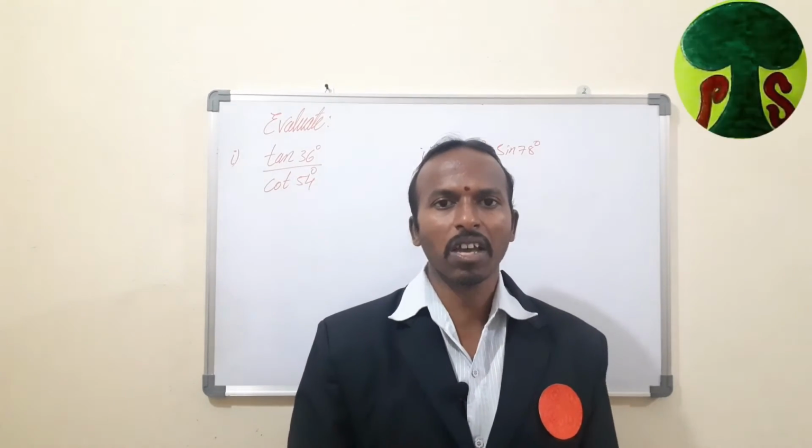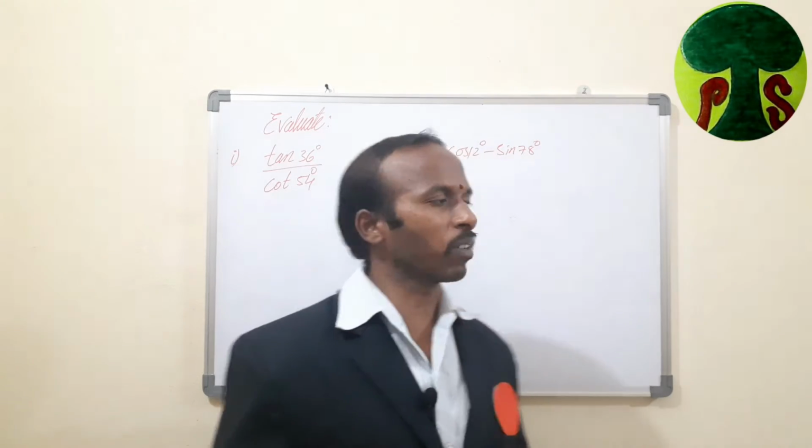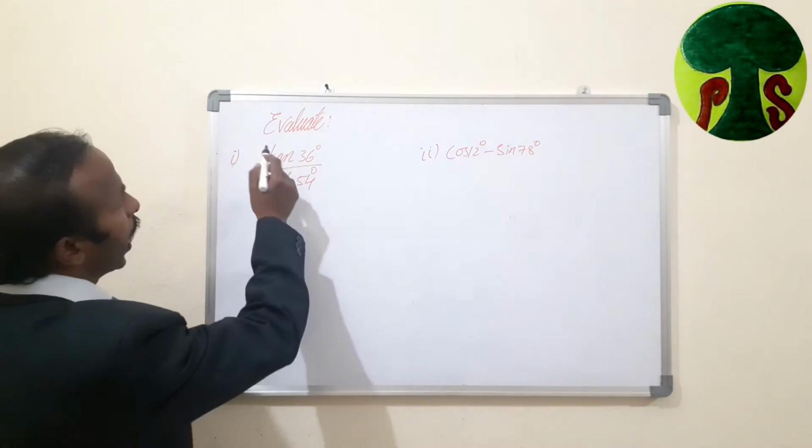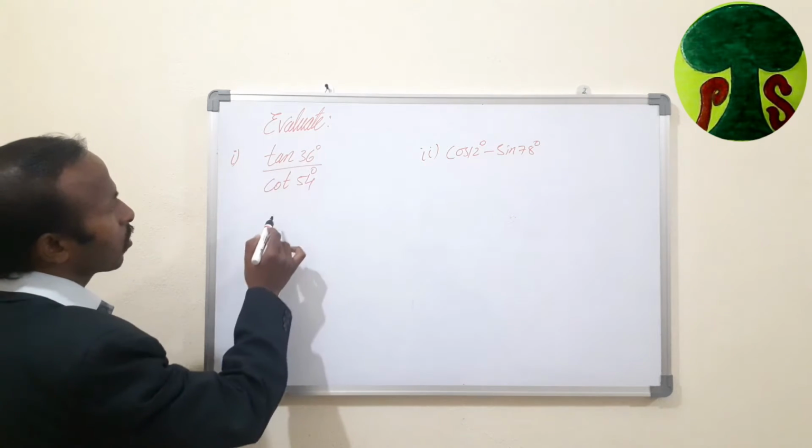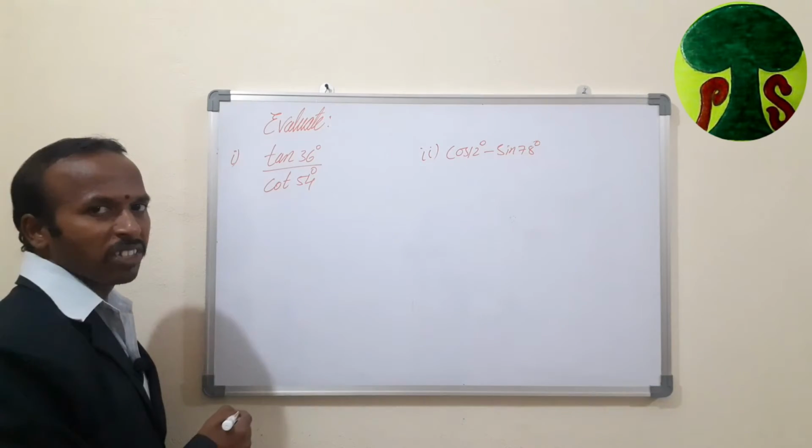The session. Today we will discuss exercise 11.3 in trigonometry. The first question is evaluate tan 36 degrees by cot 54 degrees. Let's see the solution.